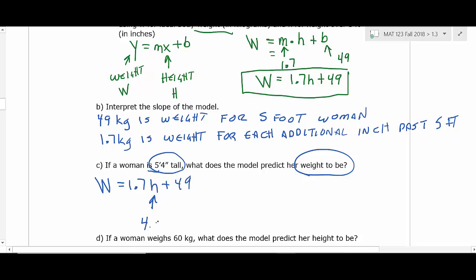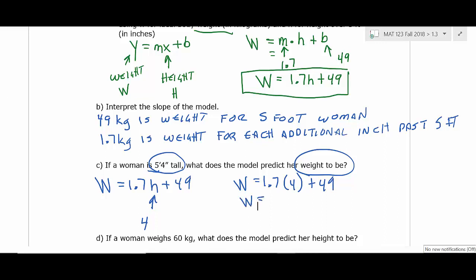So H is going to be the 4 inches, so you'd have W equals 1.7 times 4 plus 49. Okay, and then that'll give the ideal weight. Of course, you can just do that on your calculator. So I do 1.7 times 4, you can do it in one step, plus 49, and you're going to get 55.8. Okay, kilograms is the ideal weight.